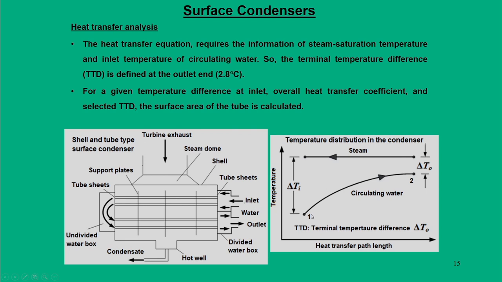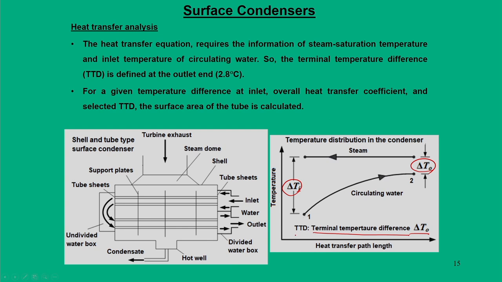So, if you have inlet temperature T1, when it takes heat away, its temperature at state 2 increases. So, thermodynamically, or through heat transfer, if you plot temperature versus heat transfer path length, either in terms of area or length, then we have two temperature differences. One is delta Ti at the inlet. So, it is essentially a counter flow arrangement in which one fluid is condensing and the other fluid's temperature is increasing. One is delta Ti at the inlet, the other is delta To at the outlet. And this delta To, from the condenser viewpoint, mainly for surface condensers, we call the terminal temperature difference.